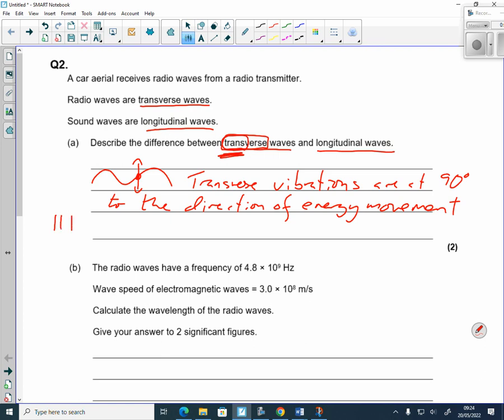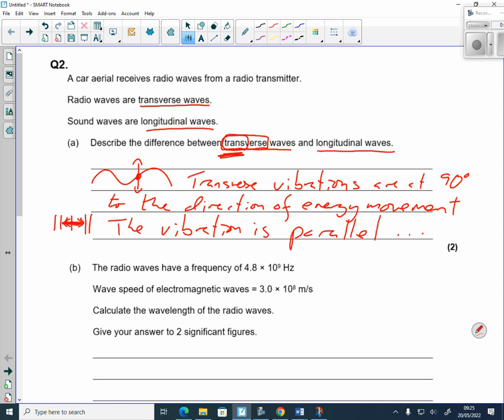So that's transverse. The vibrations are at 90 degrees to the direction of the energy movement or the wave moves, whereas your longitudinal, the vibration, and you can't say it's in the same direction, because if the energy is going from left to right, the vibrations are going to be from left to right, but they're also going to be from right to left, because these bits here are vibrating back and forth in that direction. So you should say it is parallel to the direction of energy movement. I've kind of run out of space there, but I'm writing a bit big. But you get the idea.